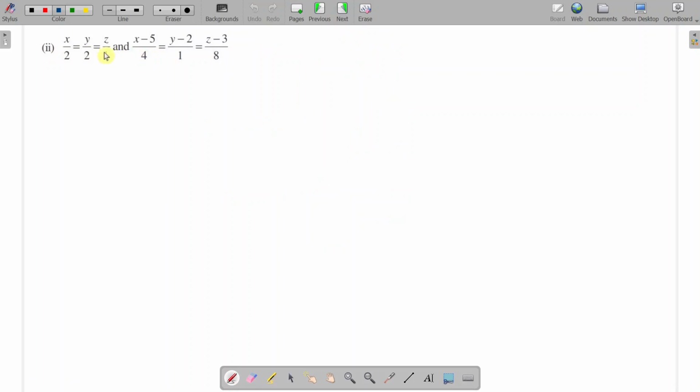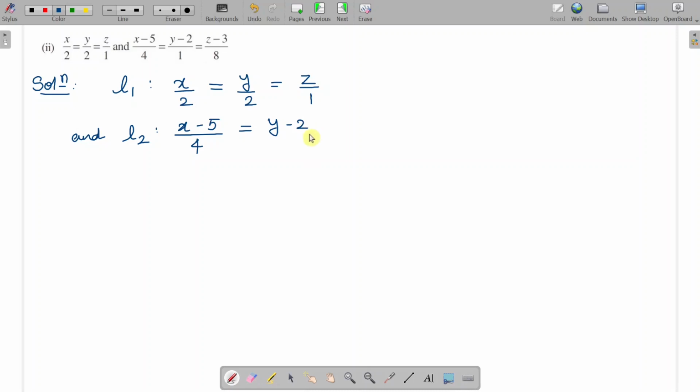Again we have to find the angle between the two lines. Solution. Let us write the first line as L1. L1 is x by 2 equal to y by 2 equal to z by 1, and L2 is (x minus 5) divided by 4 equal to (y minus 2) divided by 1 equal to (z minus 3) divided by 8. Now let us write a1, b1, c1. a1 equal to 2, b1 is 2 and c1 which is 1 are direction ratios of line 1.